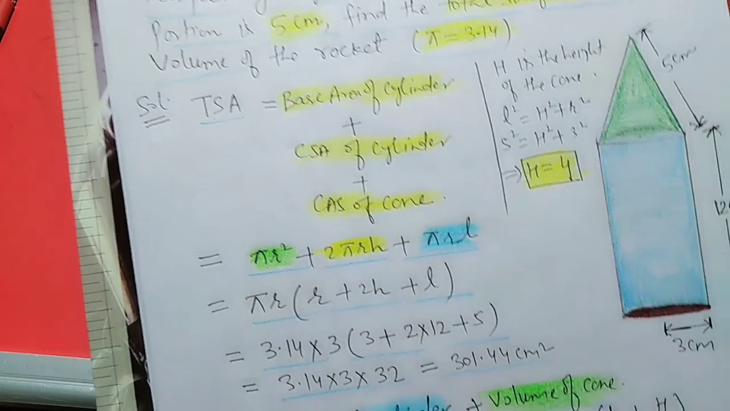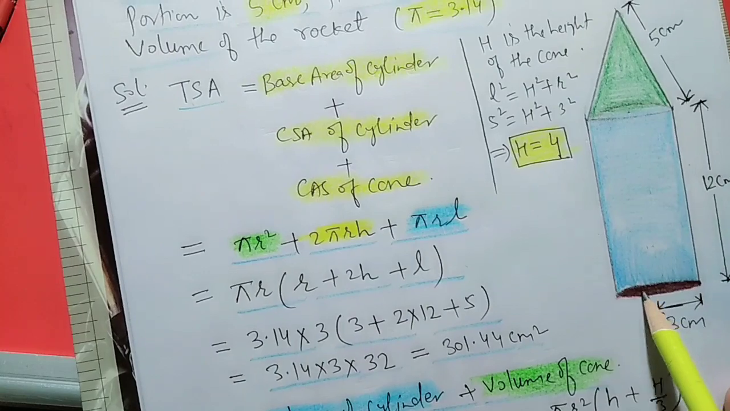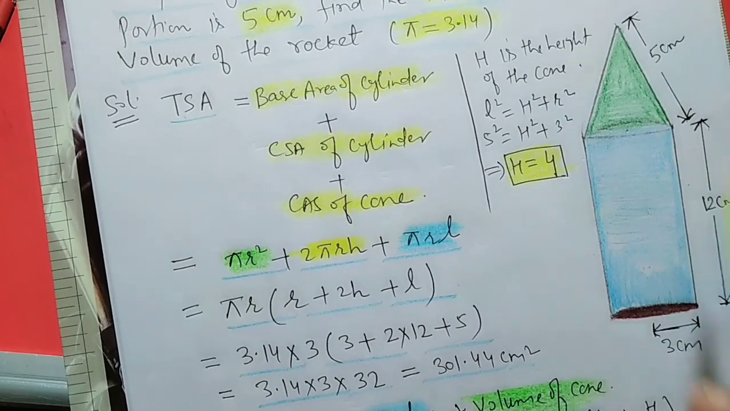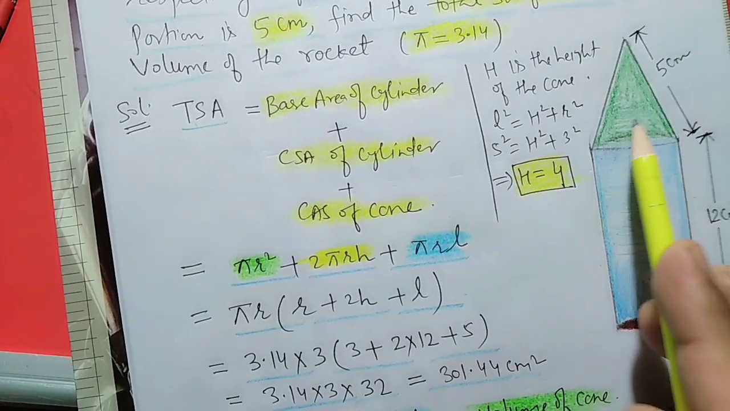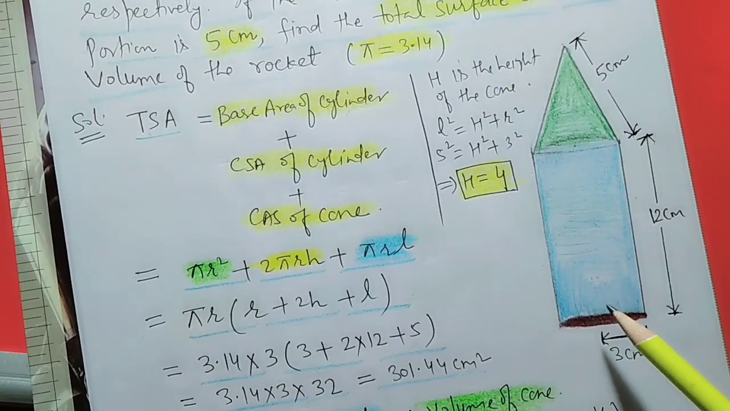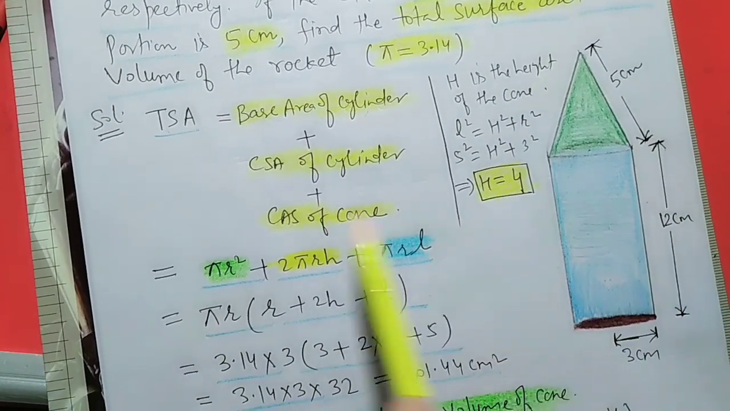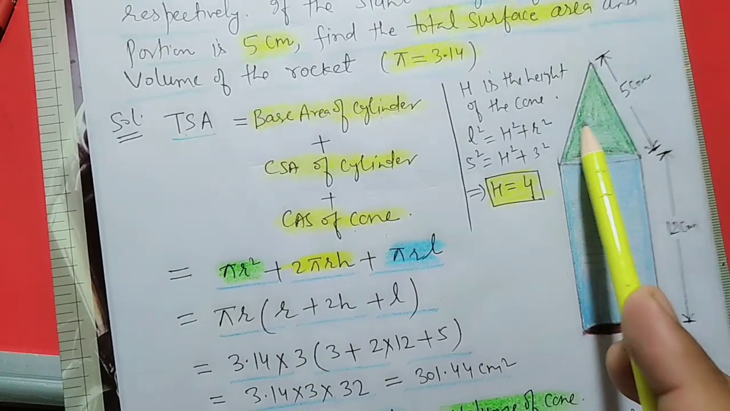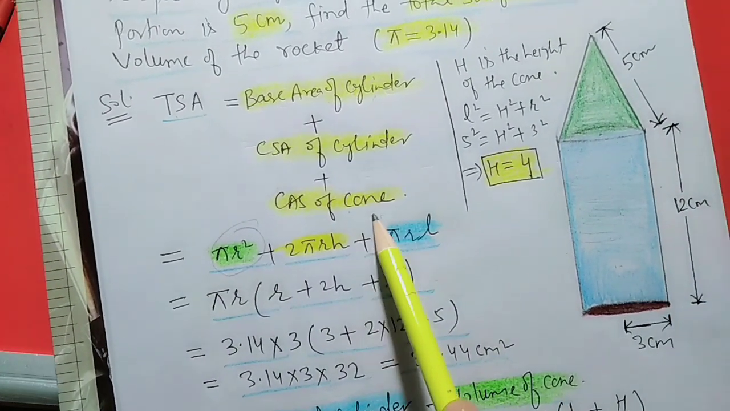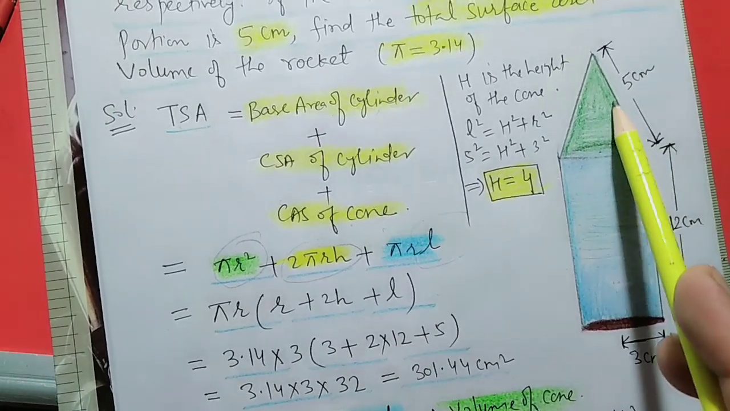This solid has 3 surfaces. Number 1, this flat surface, which is the base area of the cylinder. Then the blue part, the curved surface area of the cylinder. Then the green part, the curved surface area of the cone. So the total surface area will be the base area of the cylinder, which is a circle, this portion, then the curved surface area of the cylinder, the blue portion, then the curved surface area of the cone, that is the green portion. So pi r square is the base area, then 2 pi rh is the cylinder curved surface, then pi rl is the curved surface area of the cone.